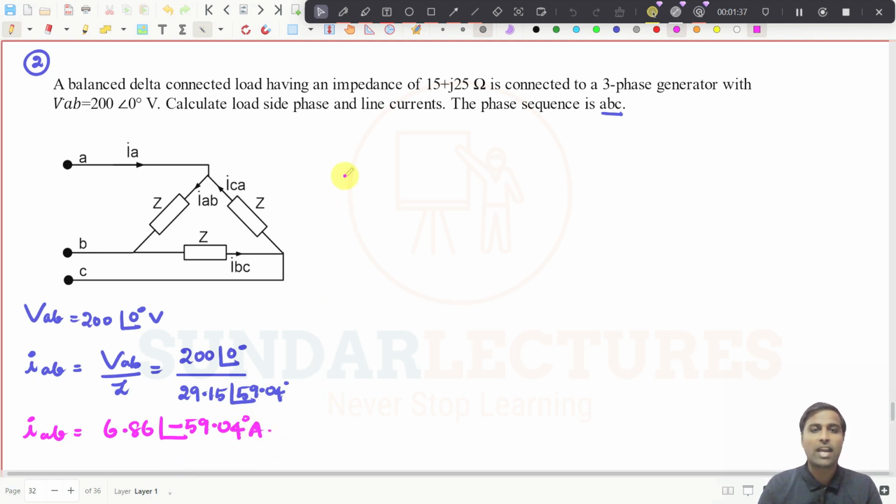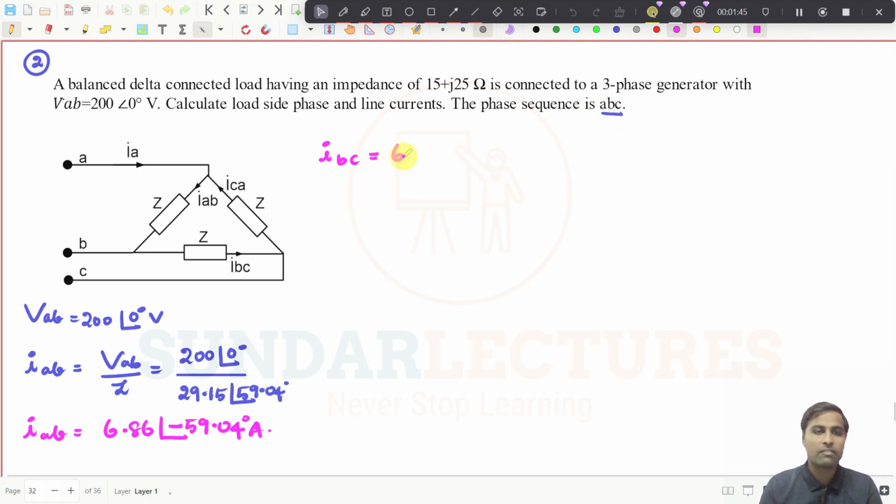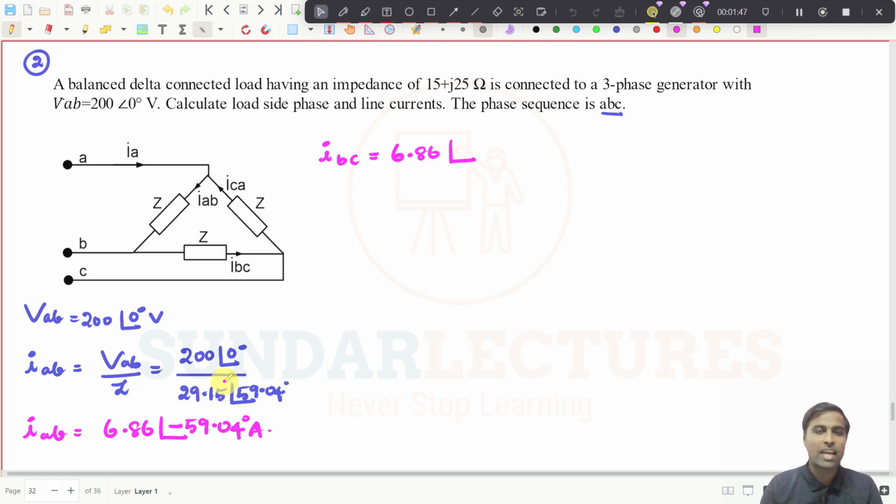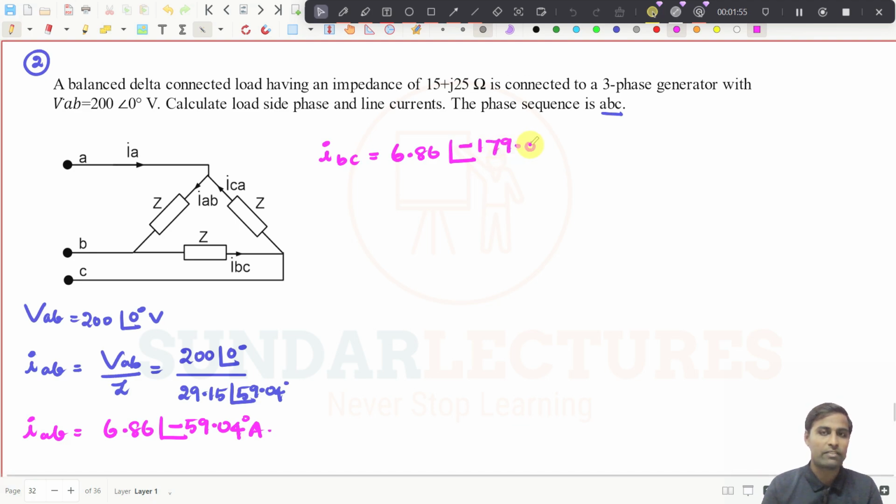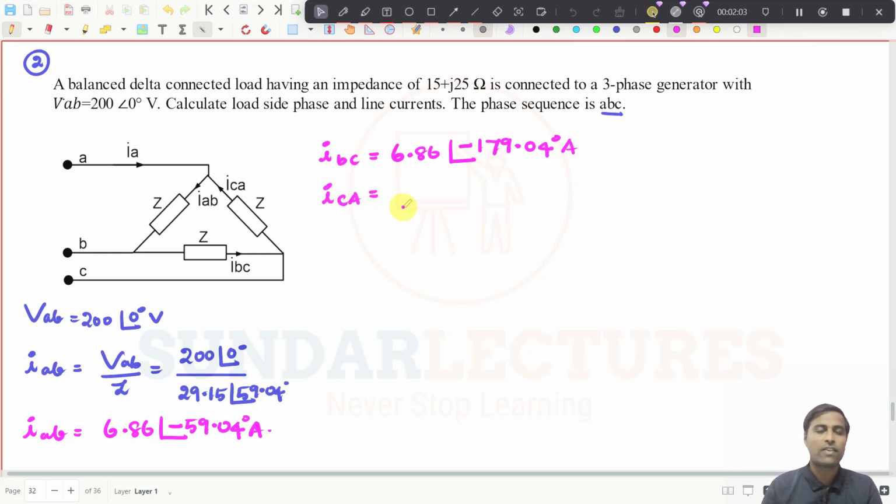So this is the value I am just getting. So what will be IBC now, because this is the ABC sequence? IBC will be 6.89 at an angle of minus 59.04 minus 120 degrees, right? So I am getting minus 179.04 amperes. And then ICA will have the same magnitude, 6.86, and from here it will be minus 240 degrees, or I can go for plus 120 degrees.